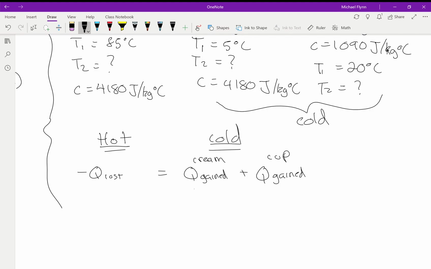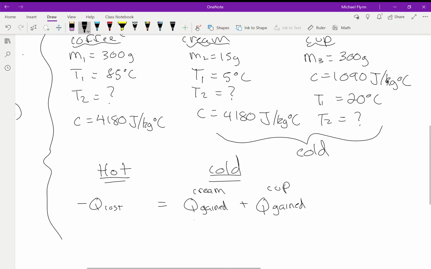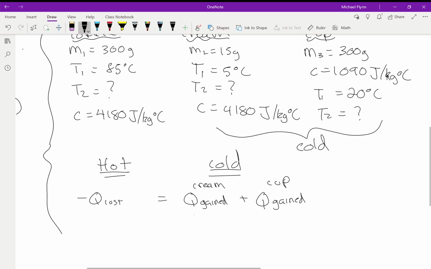So you can have more than two things, but it's always the hot object that is losing and the colder objects that are gaining. As long as you sorted out which side of the equation they should be on, then you're good to go. All right, so now let's just plug in all of our values, and we're going to have to leave T2 as an unknown.